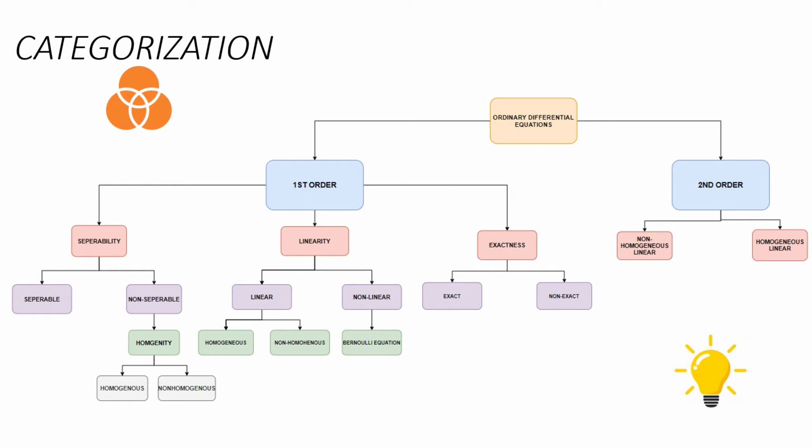We'll be going through all these ODEs that are presented in this chart over here, starting off with the first order ODE, proceeding with the second order ODE. The first order ODE are split into the branches down here, and the second order ODE are split into the non-homogeneous linear and homogeneous linear. Do not worry if this overwhelms you. We'll go through each of it one by one together. So let's start with the first order ODE.